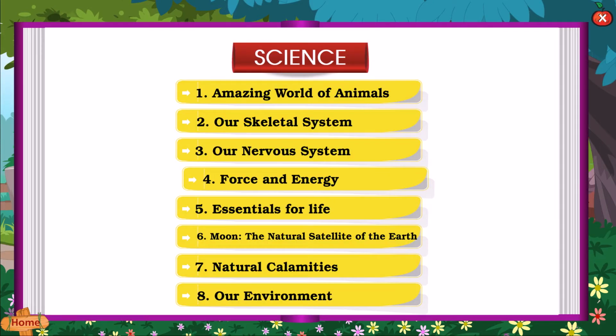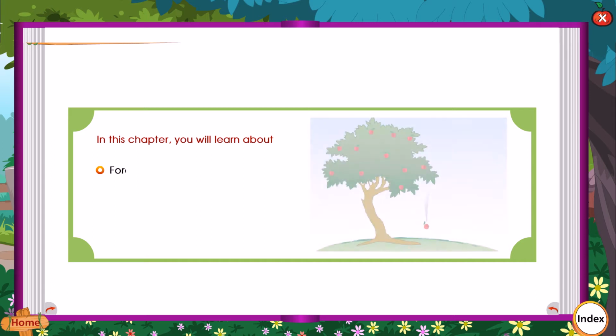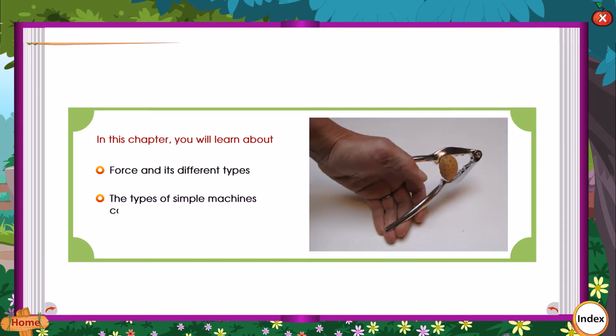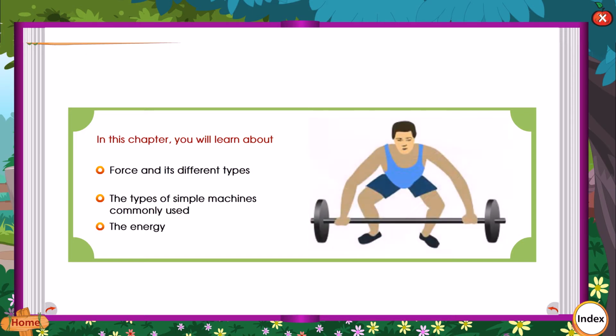Science. 4. Force and energy. In this chapter, you will learn about force and its different types. The types of simple machines commonly used. The energy and its different types.